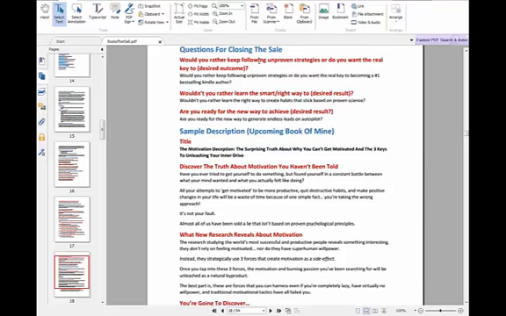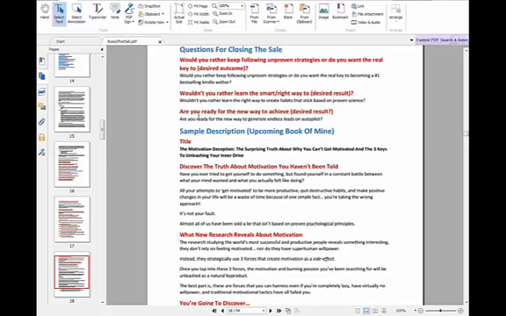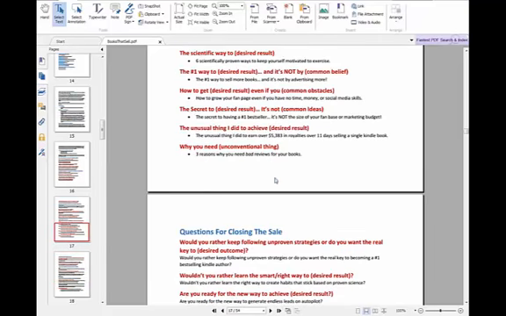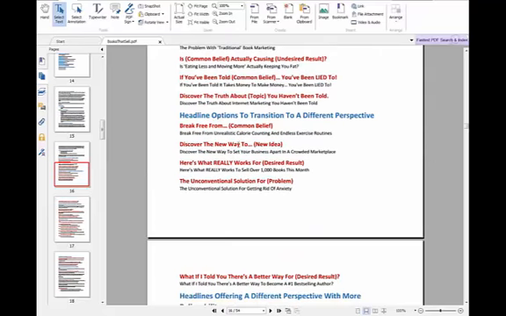So would you rather keep following unproven strategies, or do you want the real key to whatever, becoming a #1 best-selling Kindle author? Whatever your niche is, obviously you're smart enough to realize you put in whatever this book is talking about that you're going to have. And then another example, are you ready to learn the new way to achieve blank? So you don't have to use all of these in the same description. Okay, you might pick one of these headlines.